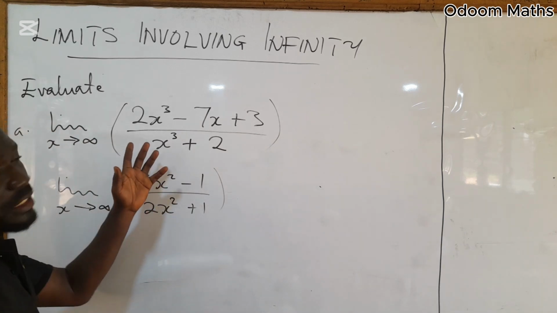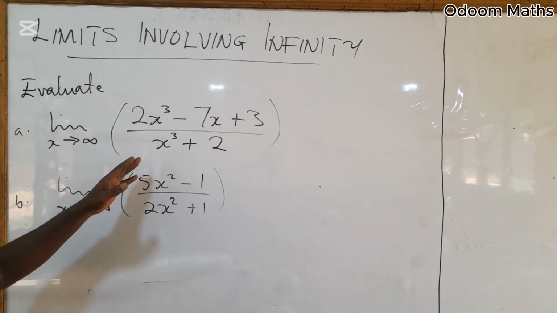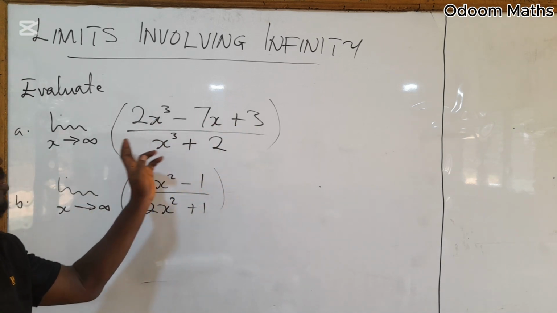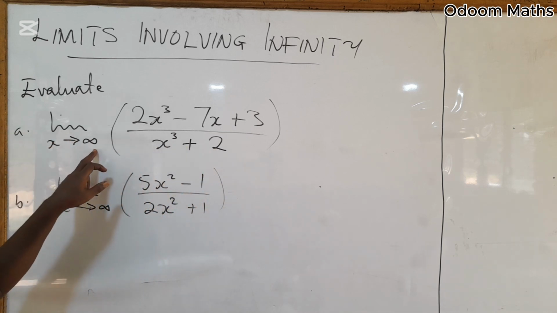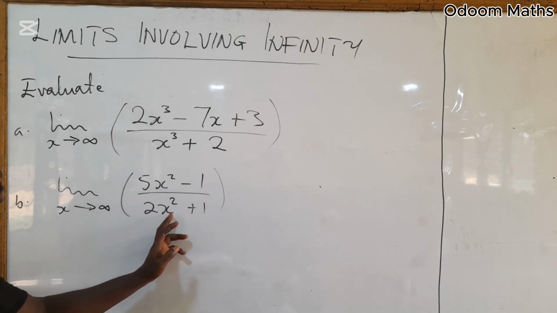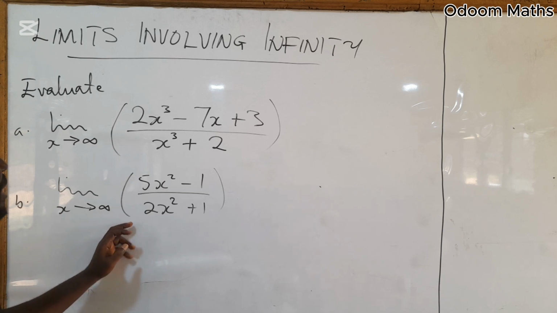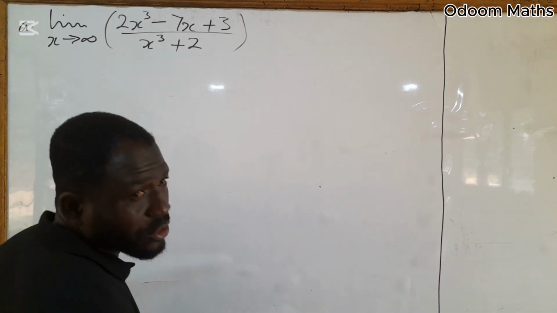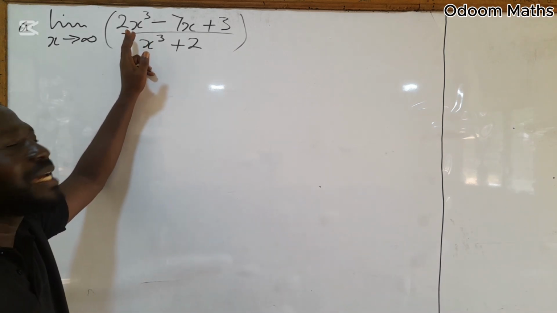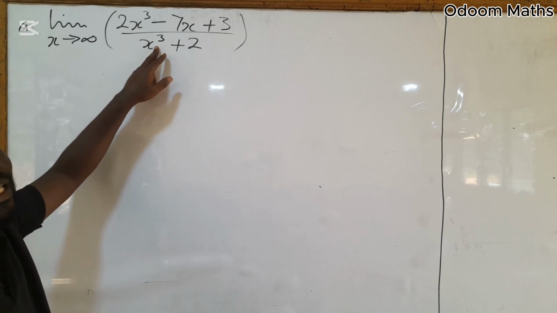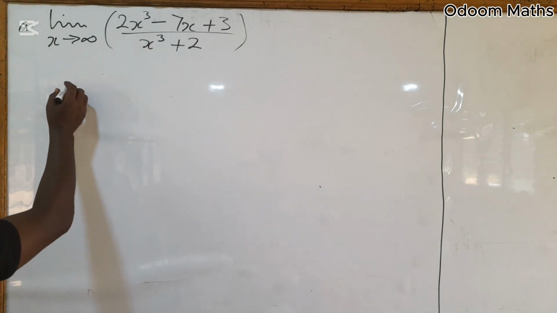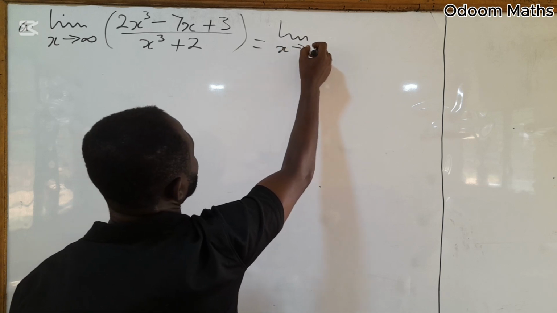Okay, so now let's look at these two examples. The first one says the limit of 2x cubed minus 7x plus 3 all over x cubed plus 2 as x approaches infinity. And then the limit of 5x squared minus 1 over 2x squared plus 1 as x approaches infinity. So let's see how we can use these two examples. Okay, so here we are told to divide through by the highest power of the variable. And the variable here is x. The highest power is this with the power 3. So this is going to be the limit as x approaches infinity.